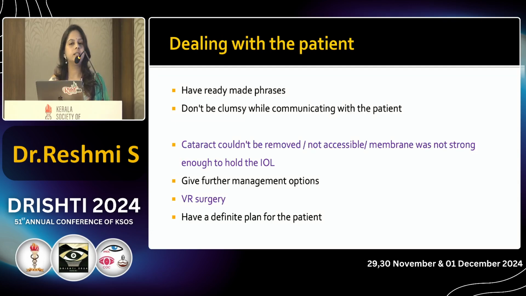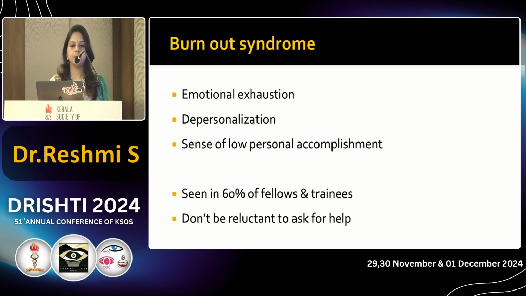The second point is dealing with the patient. We should have ready-made phrases with us. Don't be clumsy while communicating with the patient, or they may think that we are not confident. We can say that the cataract couldn't be removed as it was not accessible, or the membrane was not strong enough to hold the IOL, etc. Always give further management options like VR surgery and have a definitive plan for such patients.